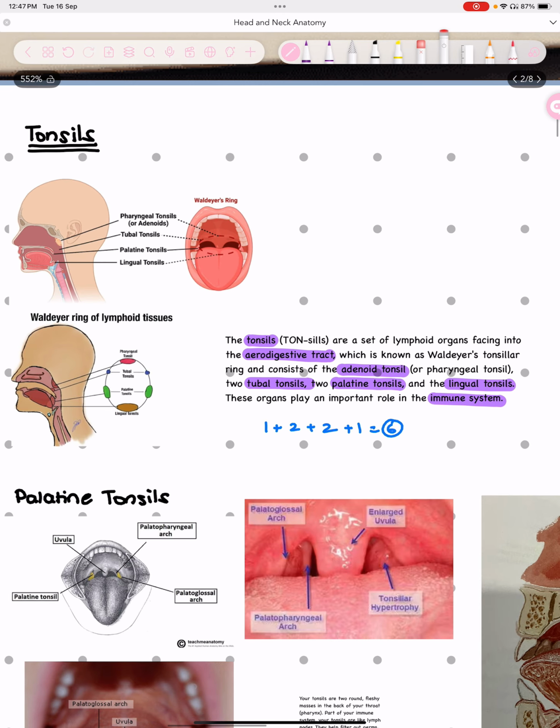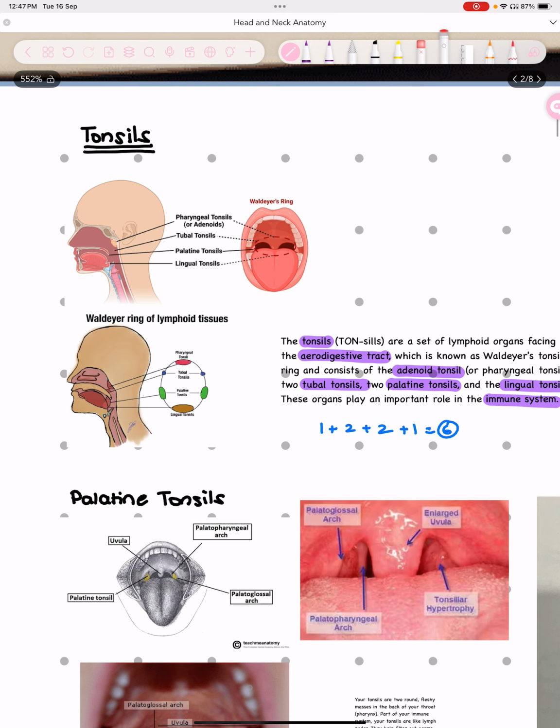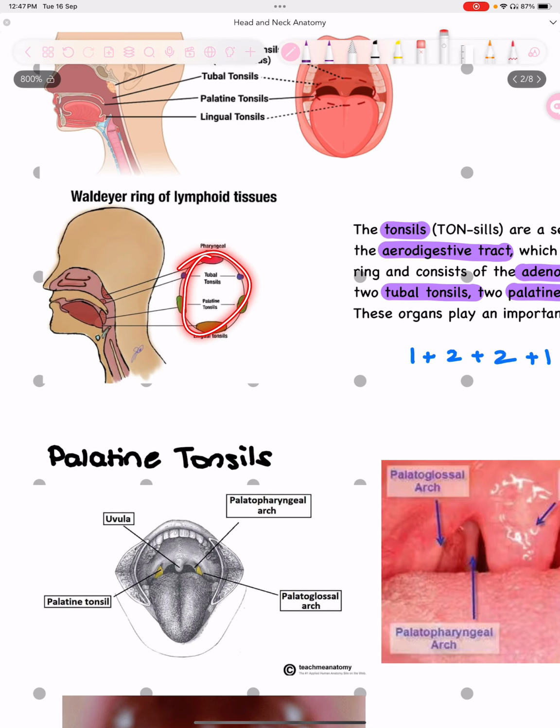And again, here's another definition: the tonsils are a set of lymphoid organs facing into the aerodigestive tract, which is known as Waldeyer's tonsillar ring, and consists of adenoid tonsil, pharyngeal tonsil, two tubal tonsils, two palatine tonsils. So one is adenoid, two tubal, two palatine, and one lingual tonsil. So these play an important role in the immune system. Now, this entire ring is known as Waldeyer's ring. In terms of the book, they're saying that in relation to the naso-oropharyngeal isthmus, there are several aggregations of lymphoid tissue that constitute Waldeyer's lymphatic ring.